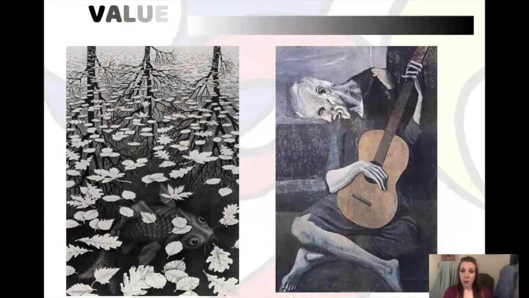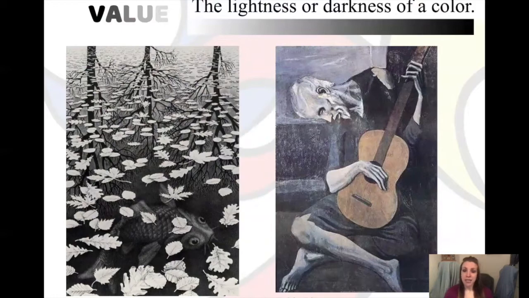The next element of art is value. Value is the lightness or darkness of a color. So notice that I had you write down value in the box under color, but you also have value as its own separate element of art.